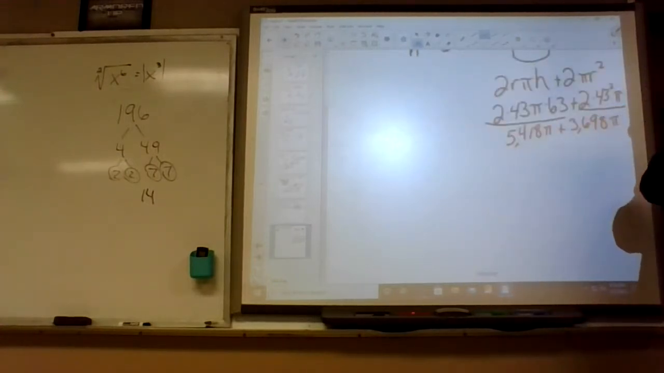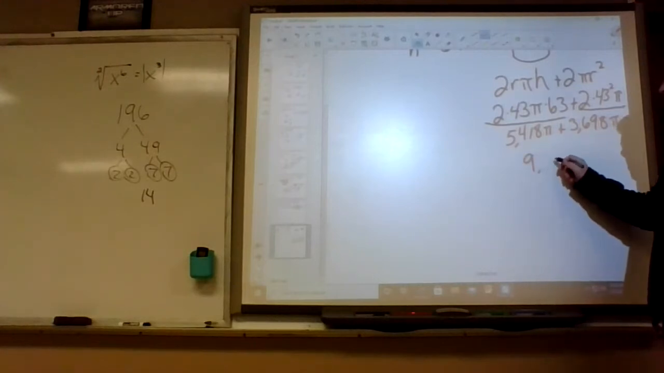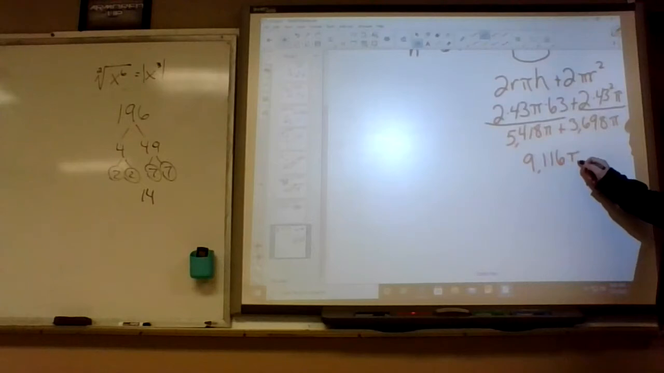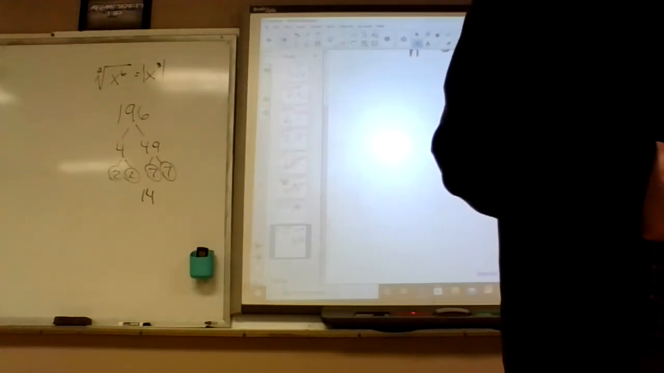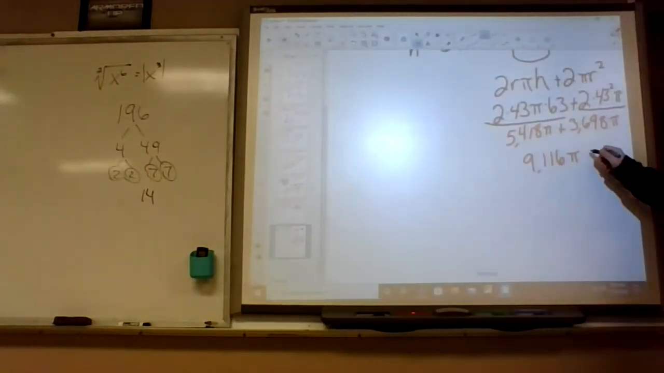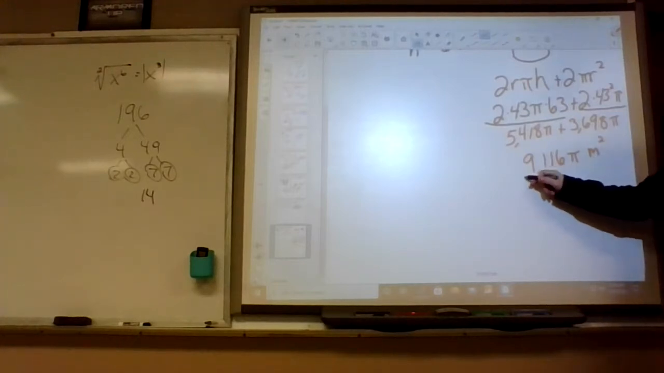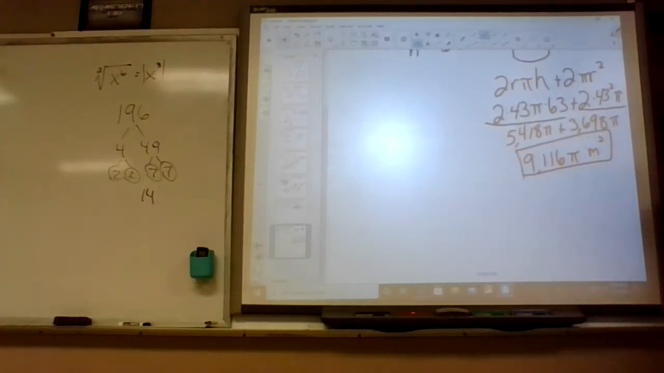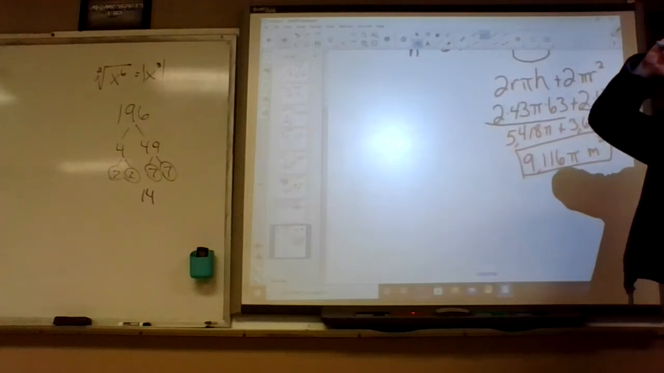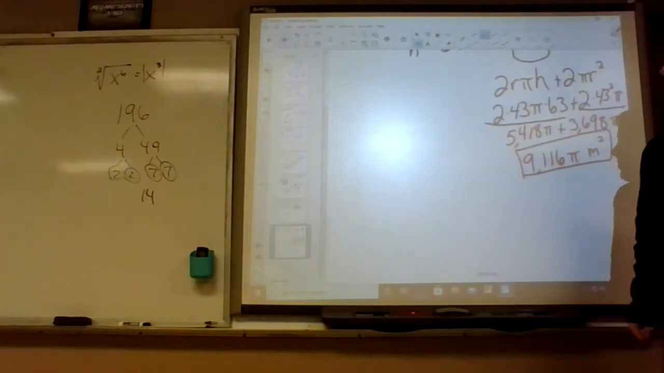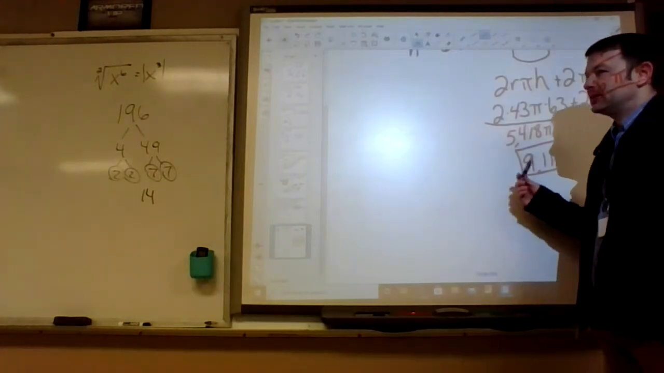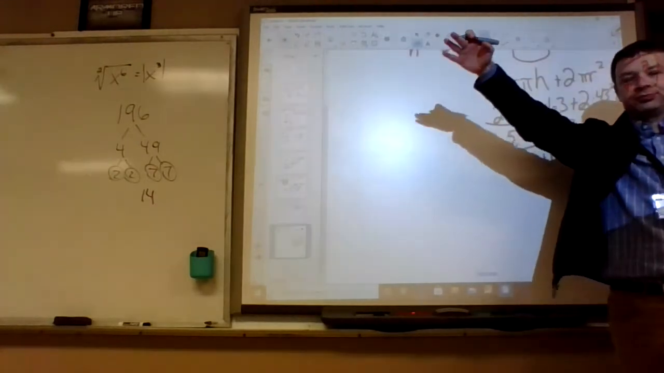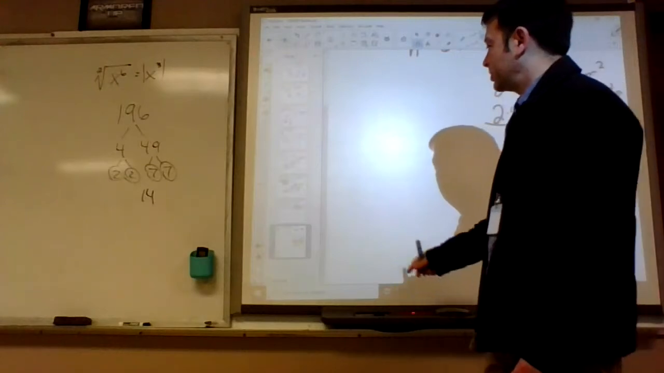And what's that? It's like 9,000 something? 9,116. How should I label this? Meters squared. Because why? It's an area. This is a two-dimensional measurement. That's how many squares we could tape onto the side of the cylinder. A lot. So it's a very big cylinder. That's a square meter, which would be like a water tub.